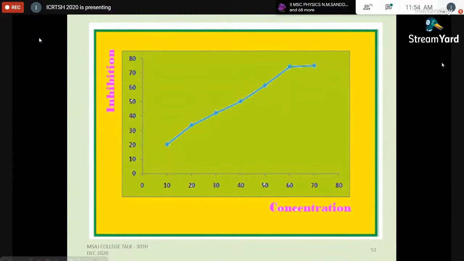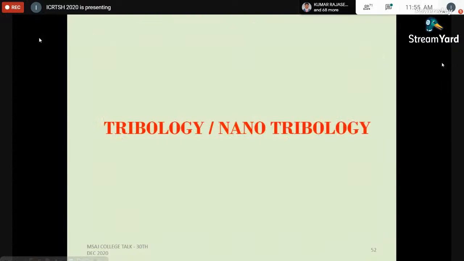So that is a graph for that particular anti-diabetic and anti-inflammatory category where concentration versus inhibition is discussed. There, generally, they show the usual practice of slightly increasing. Here, a huge increase from 10 to 80 is obtained. Next slide, please. Tribology or nanotribology. Next slide, please.